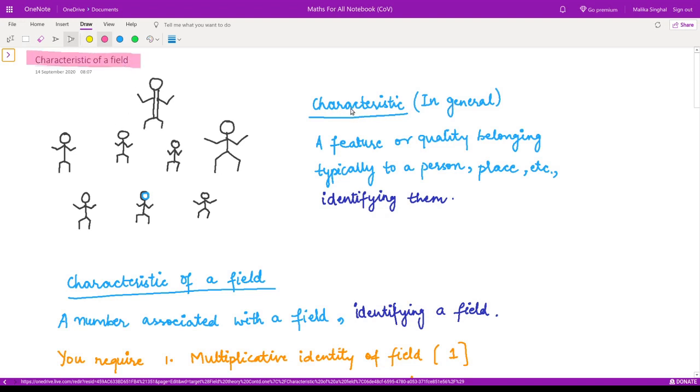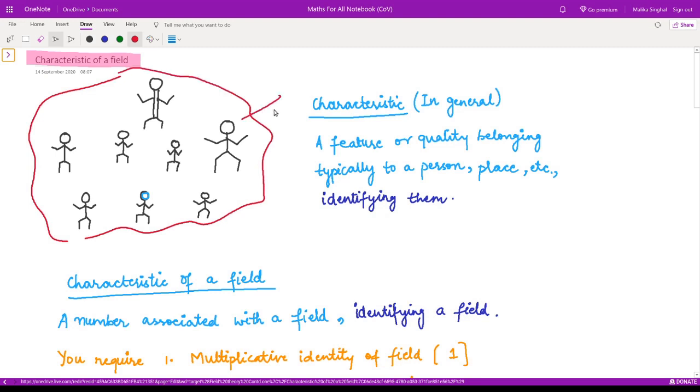So characteristic in general, what is it? Suppose we have some population of persons, right? Then one person is tall, another person is fat, third person has large IQ and so on. So these are the characteristics of different persons which identify them. So characteristic in general, we all know, is a feature or a quality belonging typically to a person, place, etc., which is used to identify them, right?